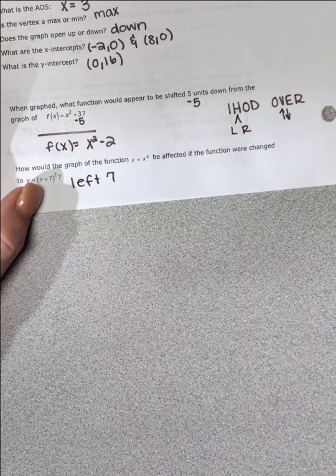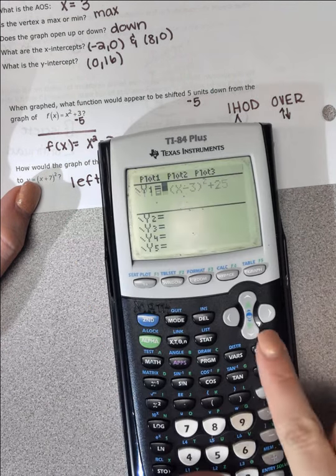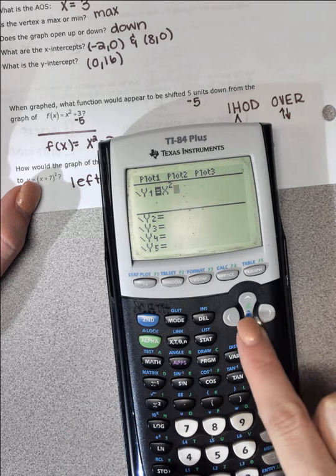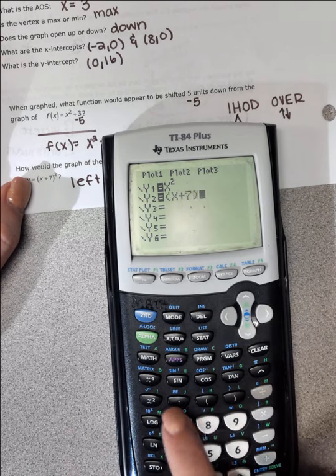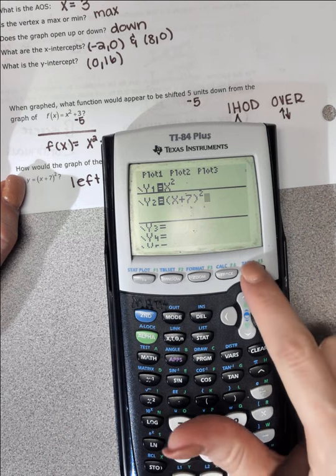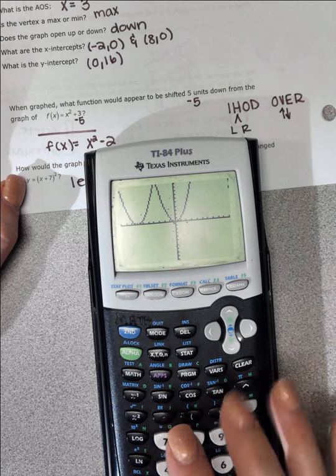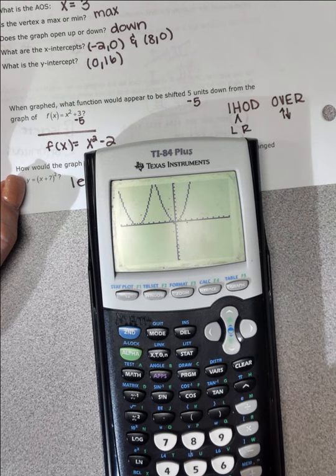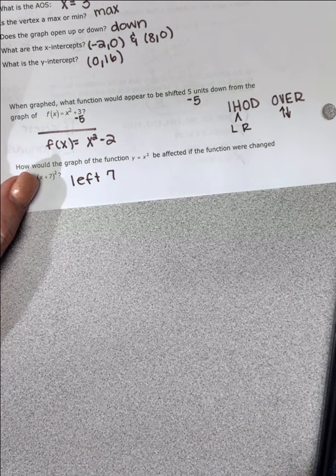If you cannot tell, if you don't know your equations, we are given equations. Plug in your calculator. So x squared, and it's also giving us (x plus 7) squared. Let's look at the graph. It was here. Now it's there. It is going left 7. Beautiful. Make sure you show all of your work so that way you can turn it in.